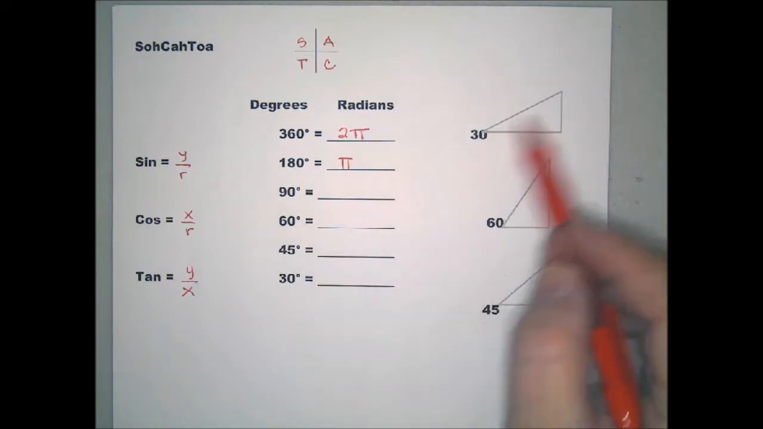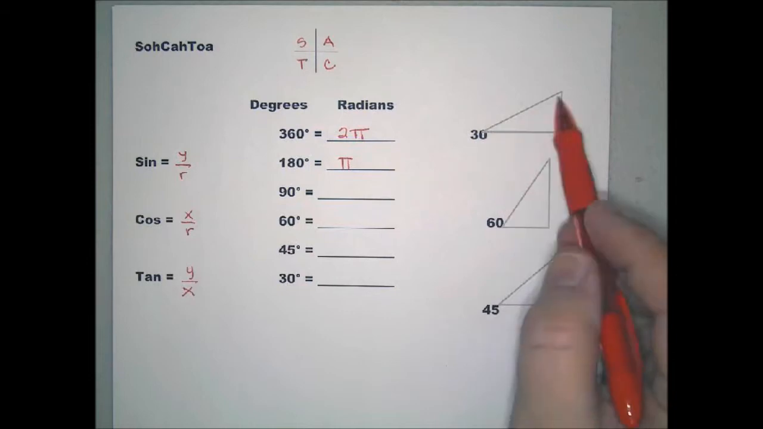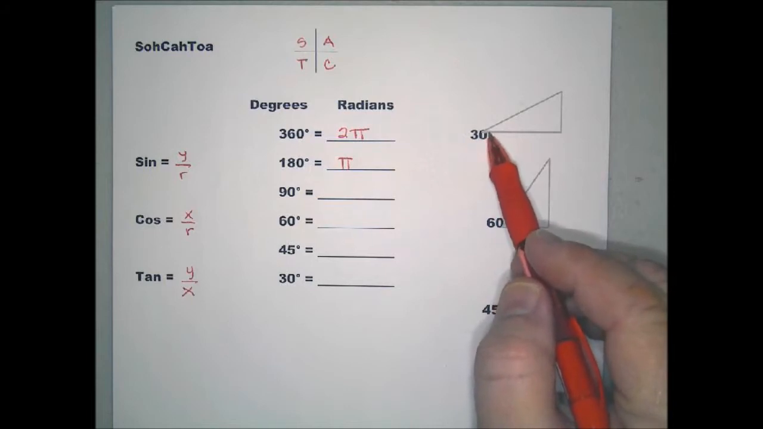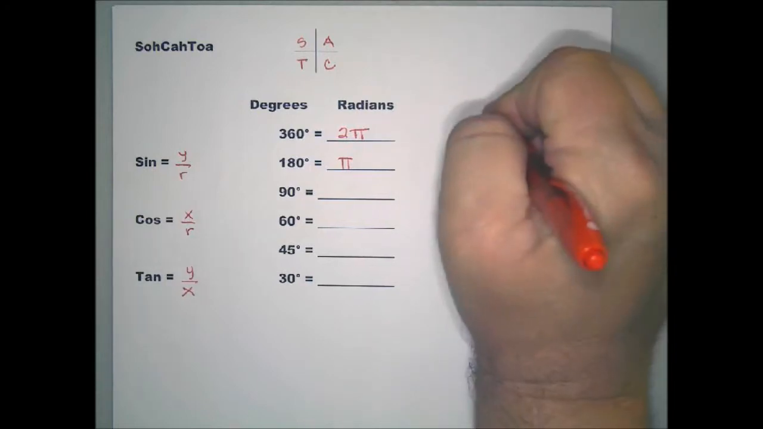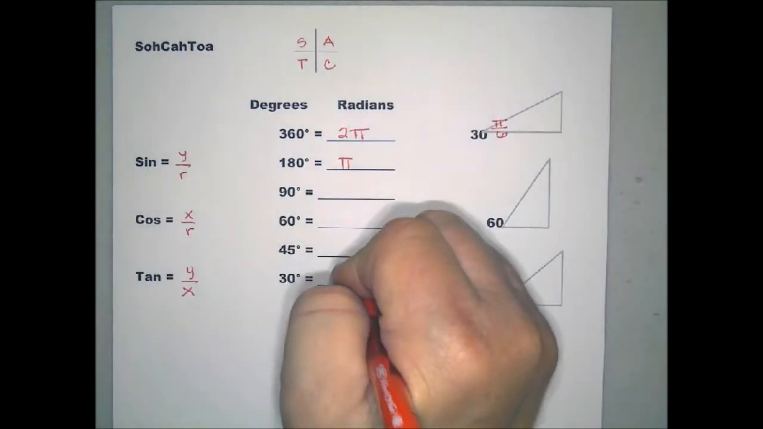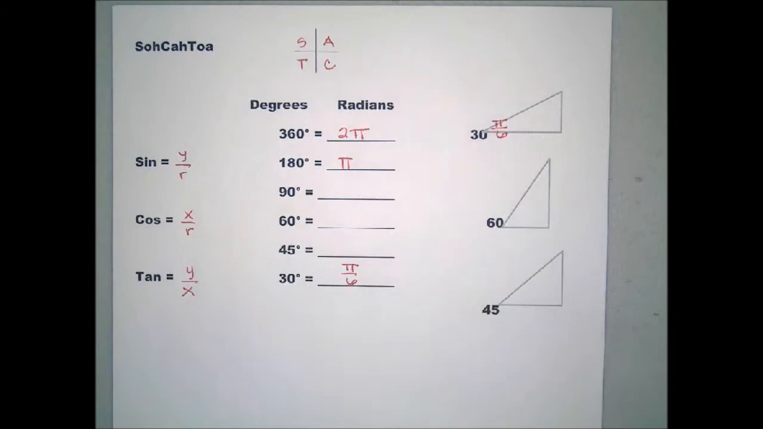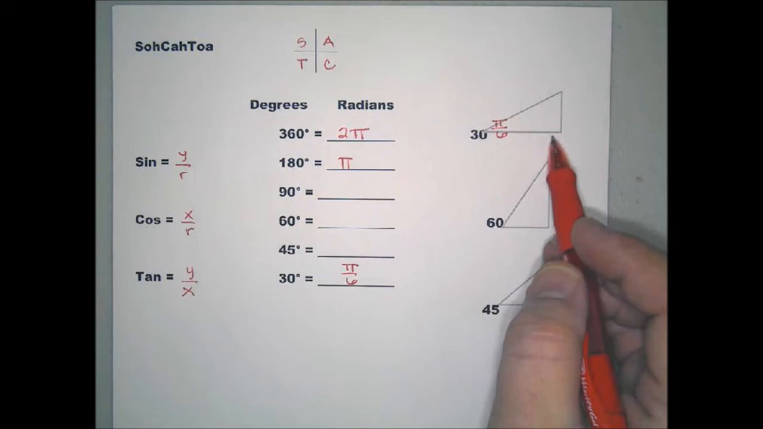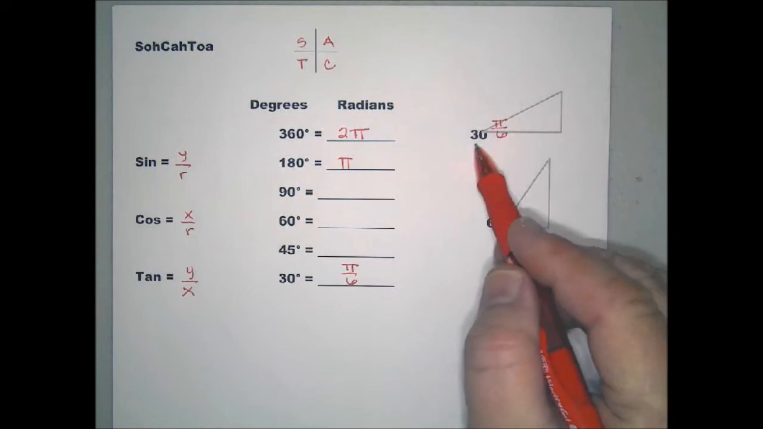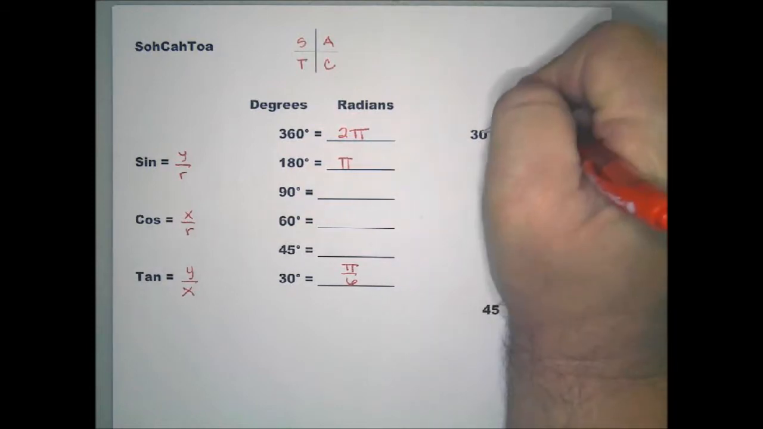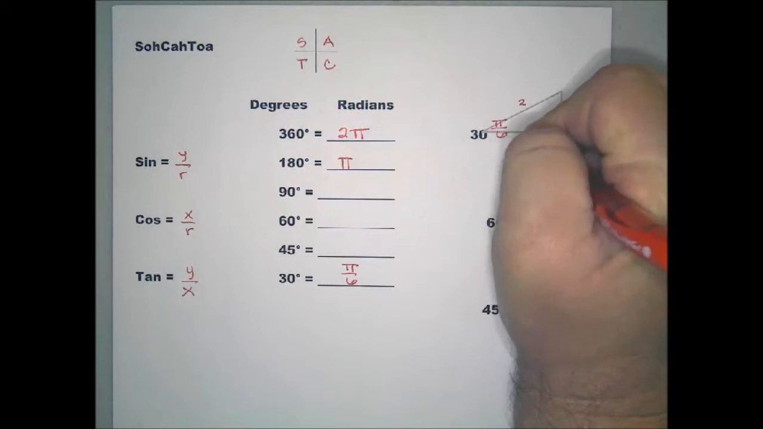So let's take this triangle right here. This is my 30, 60, 90. So my reference angle right here is at 30 degrees. But what is the equivalency of 30 degrees in radians? It's pi over 6. So 30 degrees is pi over 6. Now, does that change the measurements of the 30, 60, 90 triangle if we name it pi over 6 instead of 30 degrees? No. It's 1, 2, and square root 3.